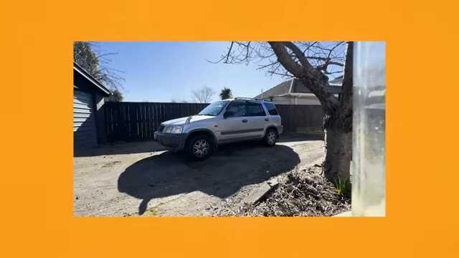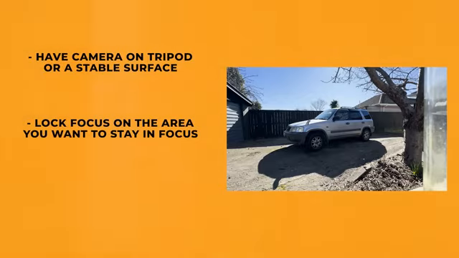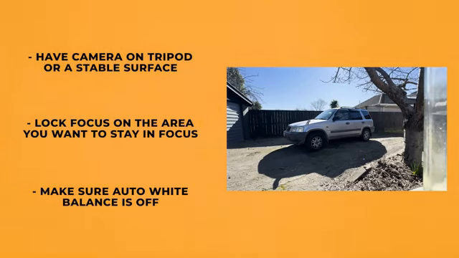So for best practice, you want to have your camera locked off on a tripod, or in this case, I just propped up my phone on a table outside. Now, you want to make sure you've locked focus on the objects that you want to stay in focus. Otherwise, if you leave autofocus on, the focus could jump around depending on what's happening in the scene. You also want to make sure auto white balance is off, otherwise there could be a shift in color tone throughout the video.